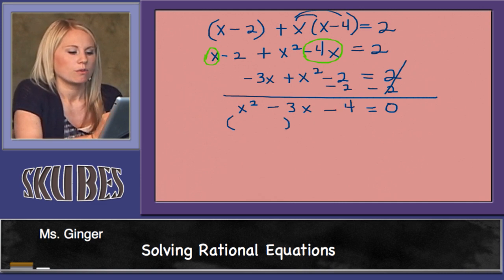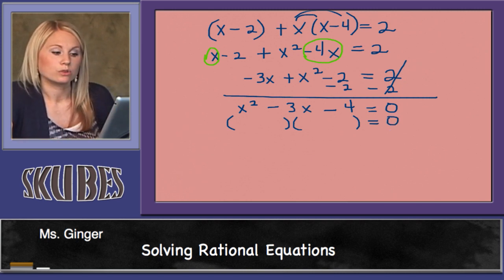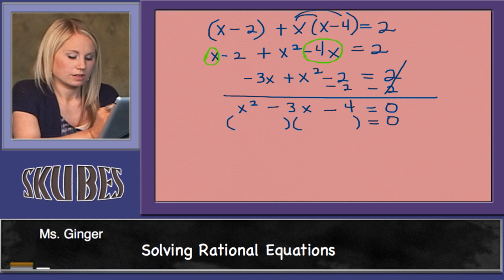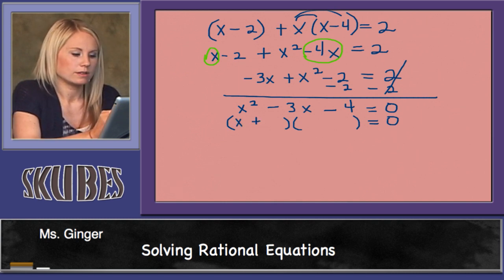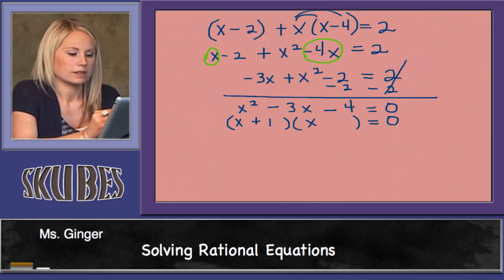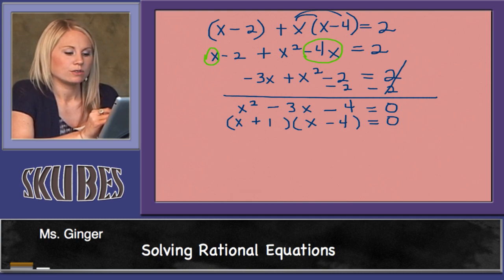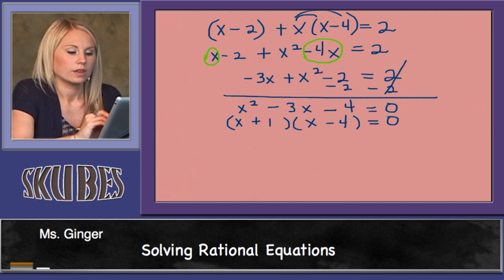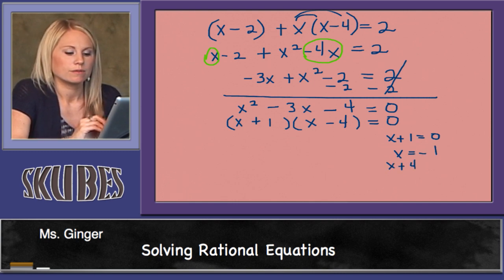Okay, so now we need to factor, and it looks like we're going to have two solutions. Alright, so this is going to factor into x plus 1, this expression here, times x minus 4. And if I need to find the solutions from those two pieces, I can set each one equal to 0. So x plus 1 equals 0 would give me an x value of negative 1. And then x minus 4 equals 0 would give me an x value of positive 4.